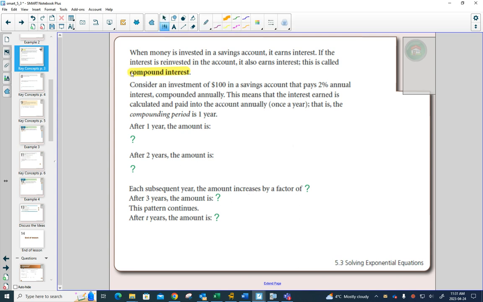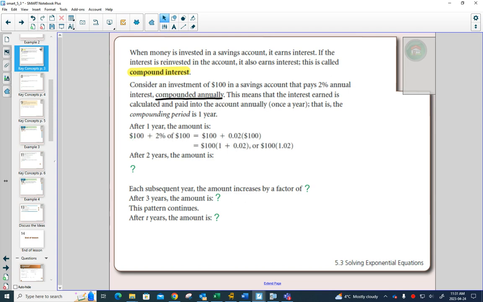If they are paying 2% annual interest and it's compounded annually, the compounded part tells you when they pay their interest. They're going to pay their interest at the end of 1 year. So if you had $100, at the end of 1 year, you would take 2% of 100 and add that on, and you would have started off with $100. Now at the end of year 1, you have $2 more, and life is good. Okay?